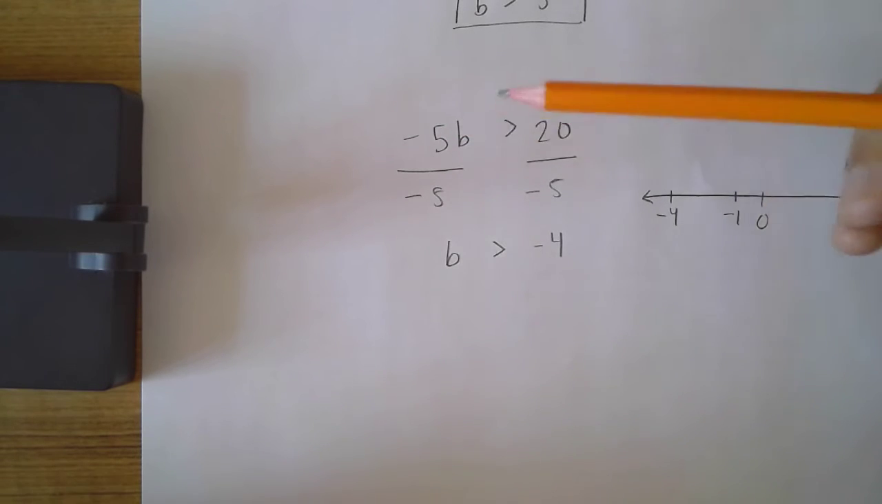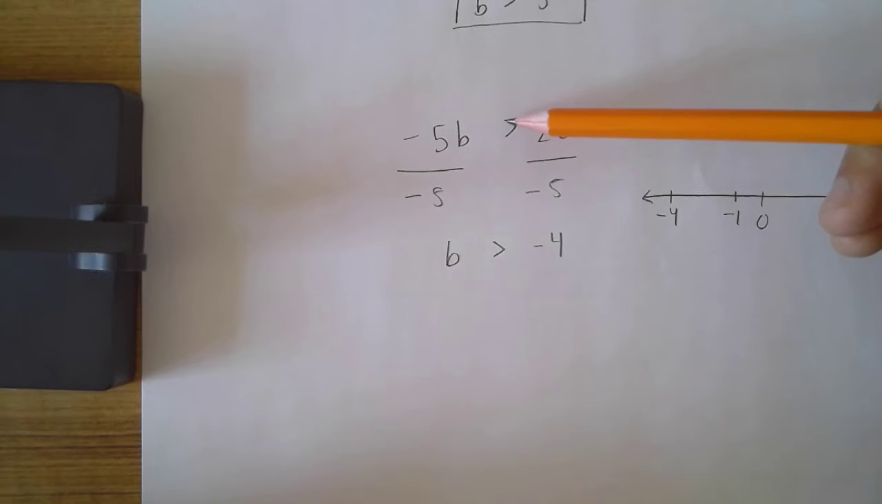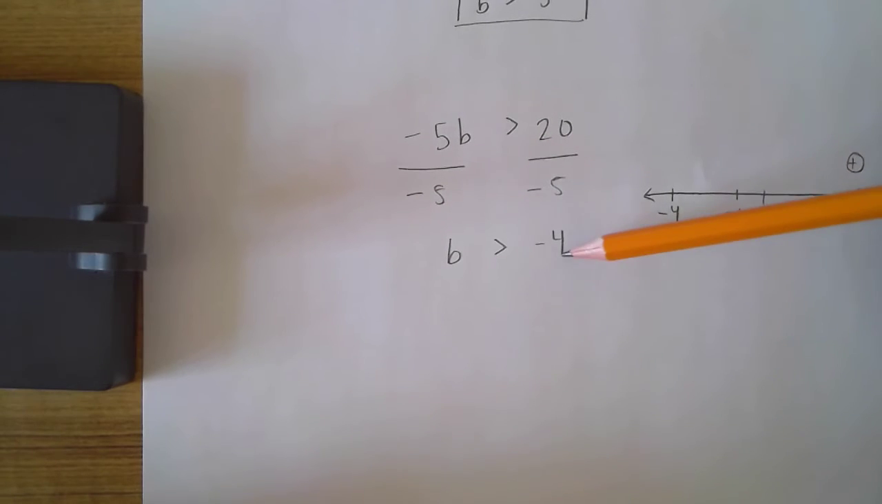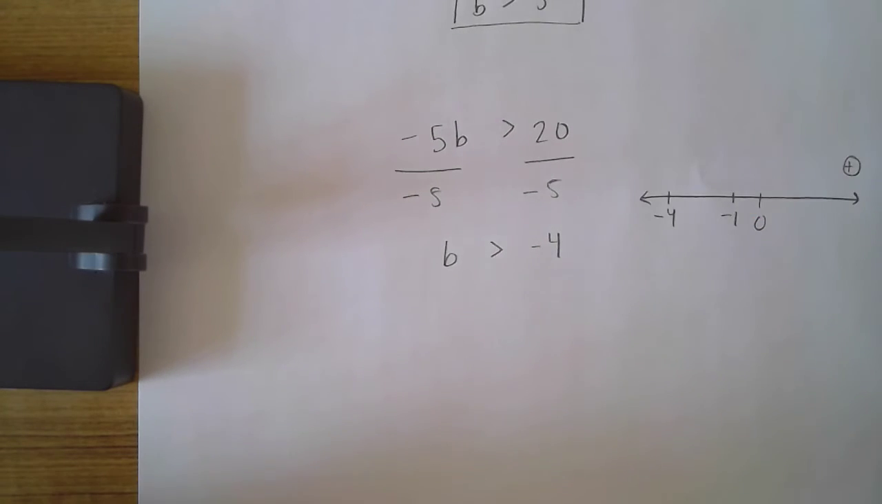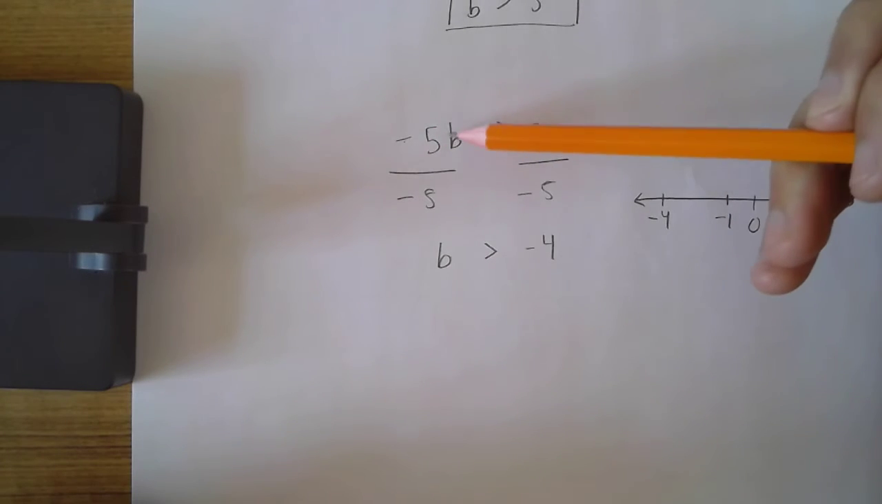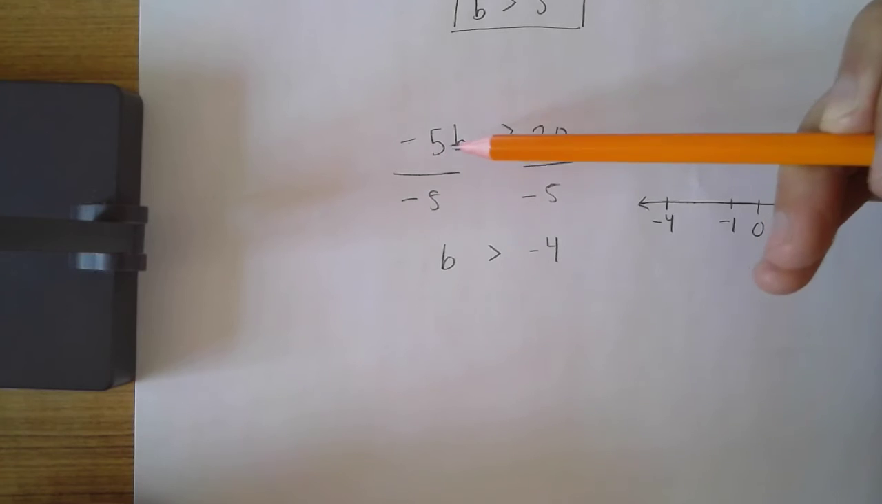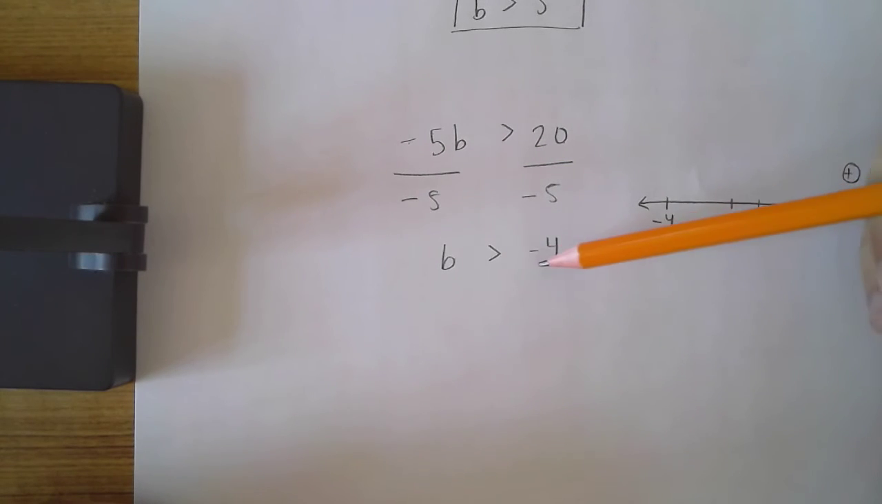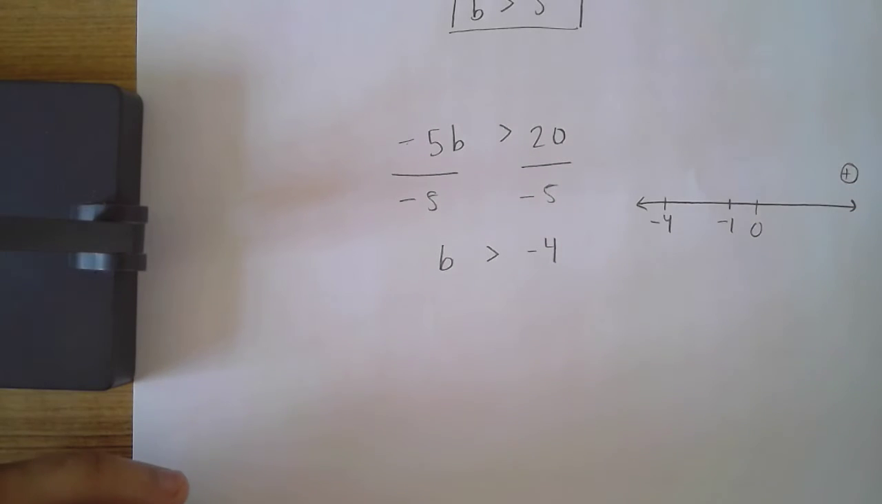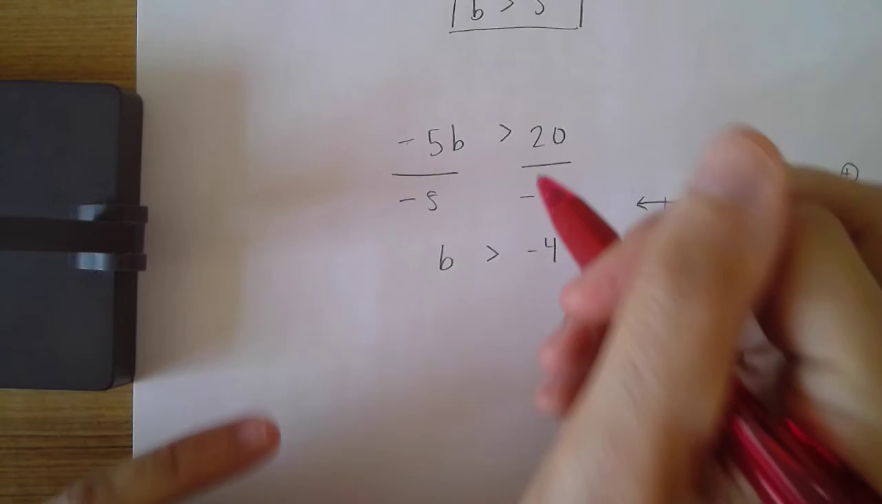Negative 5 times negative 1 will get me to 5, and 5, however, is not greater than 20. So this answer is a little bit weird. Let's try a number that is not in my solution set. So a number that is not greater than negative 4, so we'll try negative 5. Negative 5 is less than negative 4. Negative 5 times negative 5 is 25, and 25 is greater than 20, even though it shouldn't be based on my answer. Now, most of you guys are able to find the problem, and the problem is pretty simple.